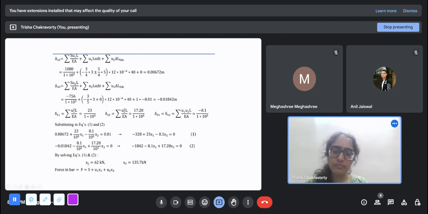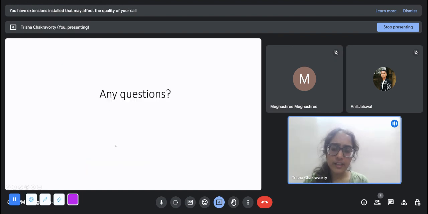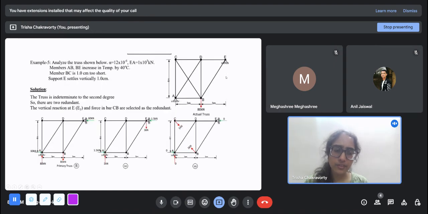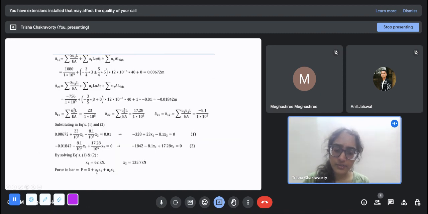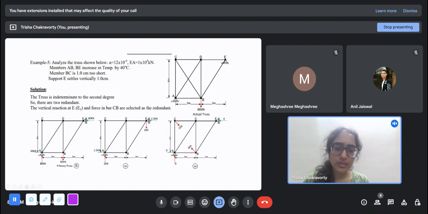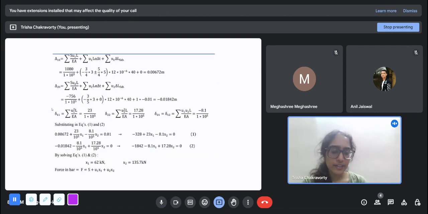So we get that x1 is 62. That means this has a downwards direction of 62, because we assumed it to be a downwards 1 kilonewton. Since it has come out positive, it is downwards 62, and x2 is 135 kilonewton. So this member force is 135 kilonewton. Now that you have these two, this can be treated as a primary truss with a force of 135 in this direction, and 62 downwards, and it is again a determinate truss. So you can solve the support reactions, you can solve all the member forces using method of sections or method of joints or anything, and you can solve the entire truss.